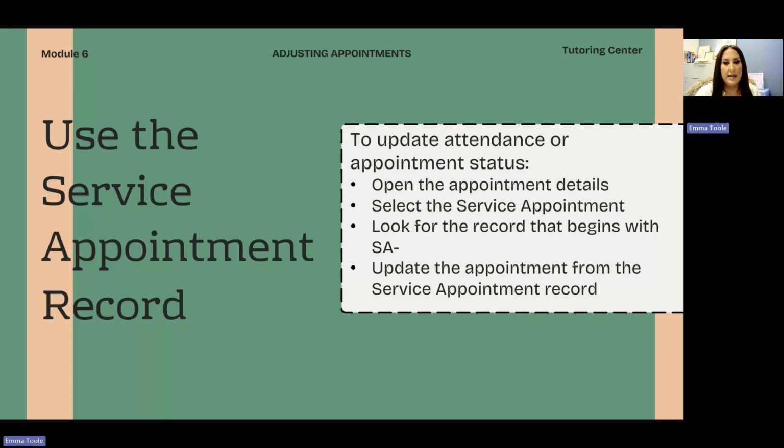Attendance and appointment status should be updated from the service appointment record. The onboarding packet notes that service appointments begin with SA, followed by numbers. This is the record you need when marking attendance or updating the status. If you update the attendance through the regular appointment details page, it will not be recorded correctly. Do not just look at the calendar block and assume that the attendance has been taken.